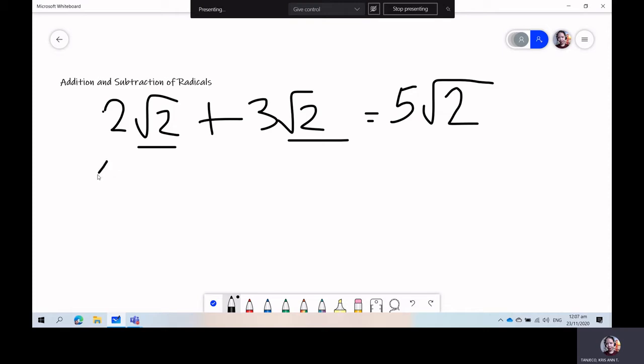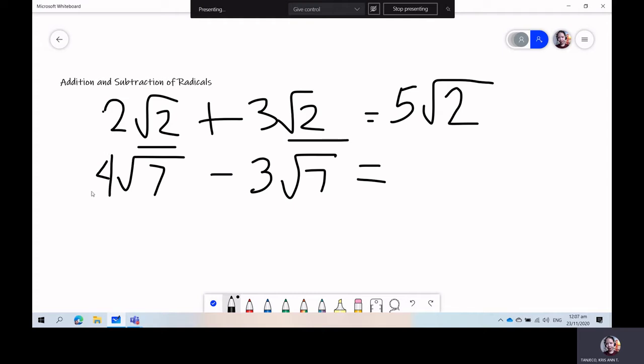The same goes if we have here 4 square root of 7 minus 3 square root of 7. We are just going to subtract the whole numbers here. 4 minus 3, that will give us 1 square root of 7. Or in other terms, we can write it as the square root of 7.